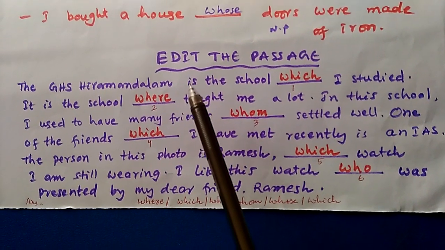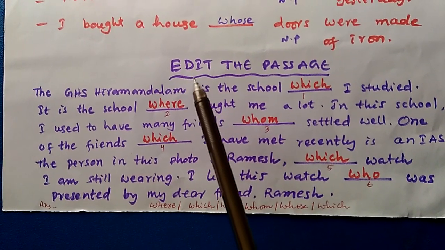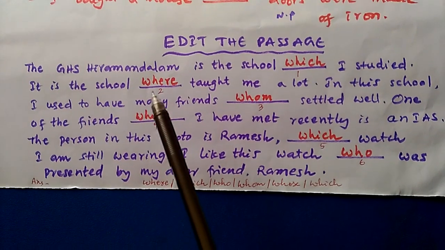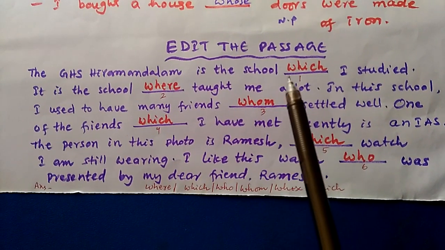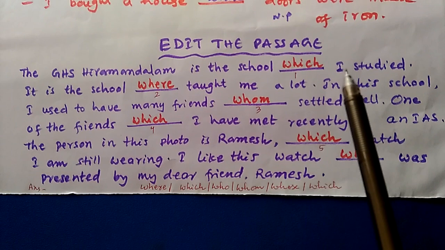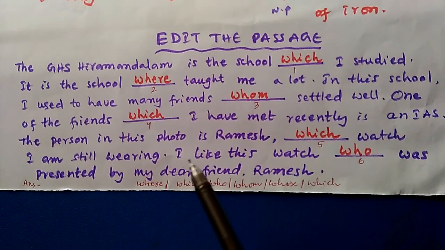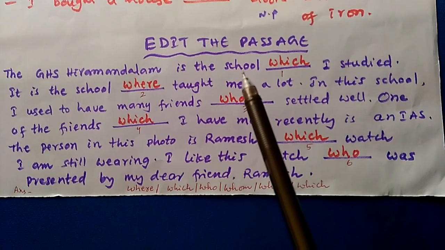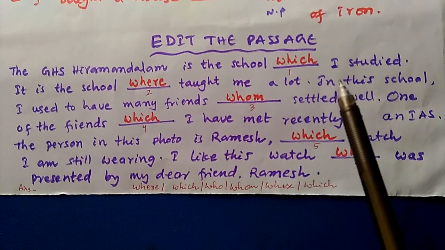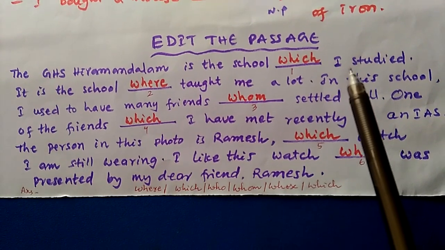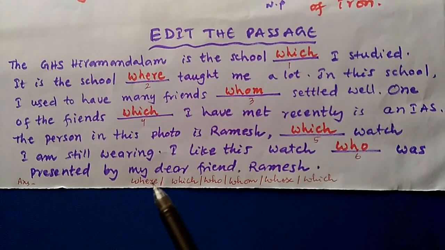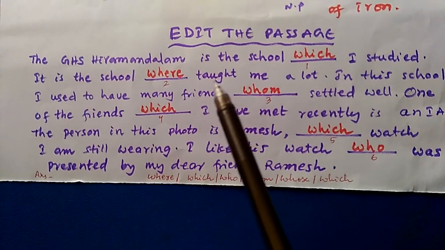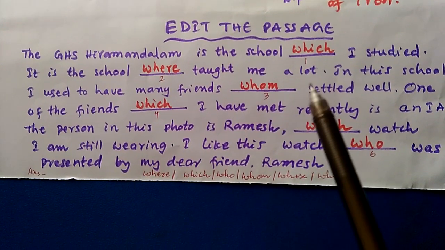Now look at the example of our examination model. Edit the passage. The GHS Hiramandalam is the school dash I studied. Here, instead of writing which, we have to write where, because the antecedent is a place, but this blank is followed by subject plus verb. So we have to use where here. And here it is the school where dash taught me a lot.